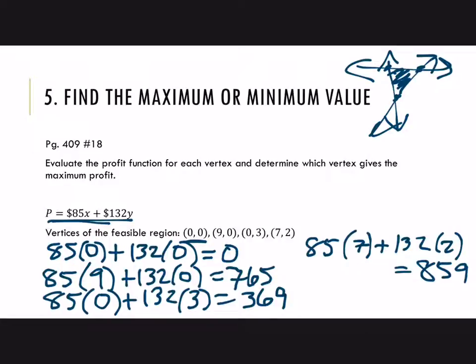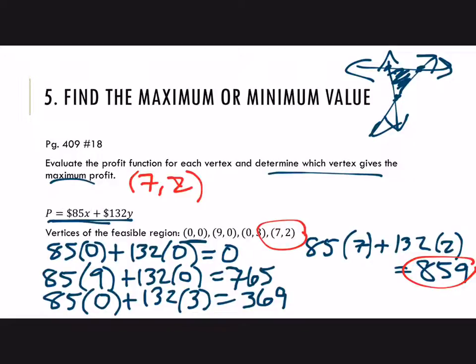Okay, so then we need to determine which vertex gives the maximum profit. So I'm just going to look through and pick out the biggest profit. Well, that's 859. And then the vertex that goes with that is 7, 2. So 7, 2 yields the maximum profit, and then if you were asked what is the maximum profit, the answer would be $859.